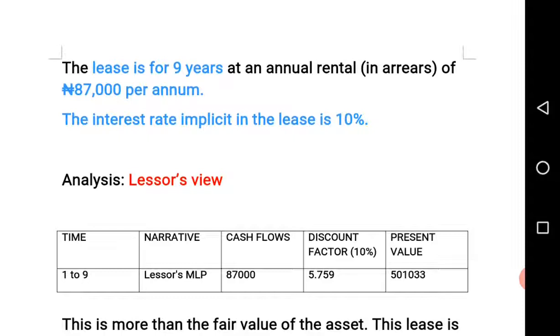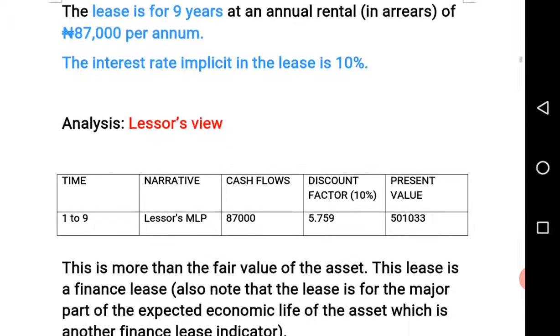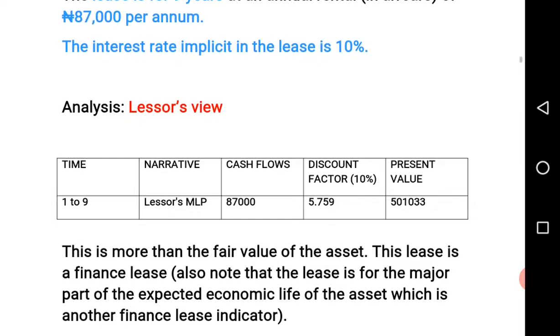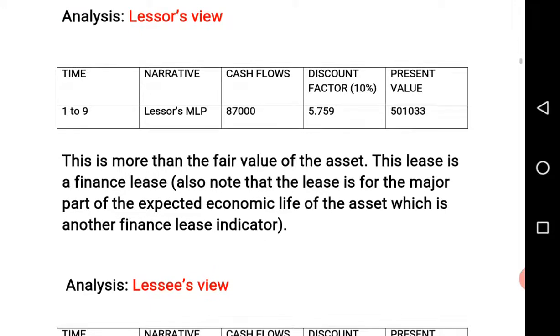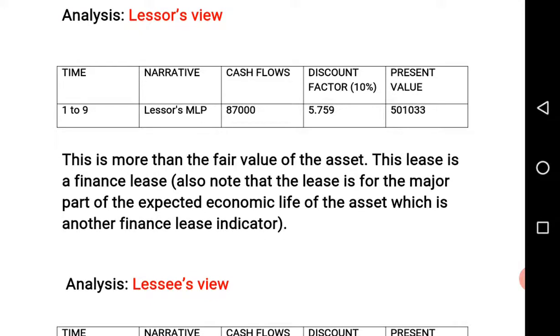Now 501,033 is more than the cost of the asset. It's even more than substantial. So we could already confirm that this itself is a finance lease. This is more than the fair value of the asset. This lease is a finance lease. Also note that the lease is for a major part of the expected economic life of the asset, which is another finance lease indicator, as we've said before.